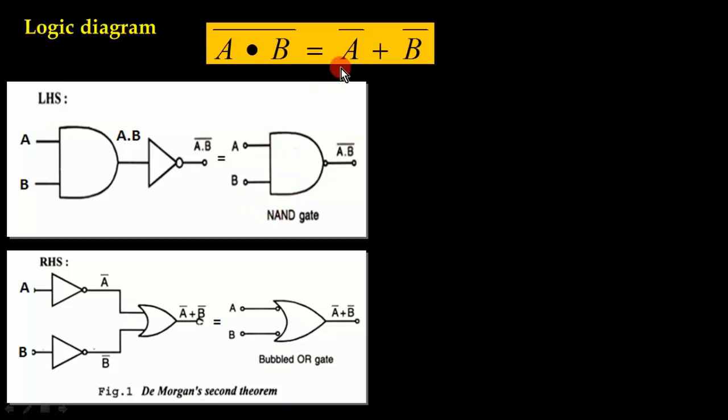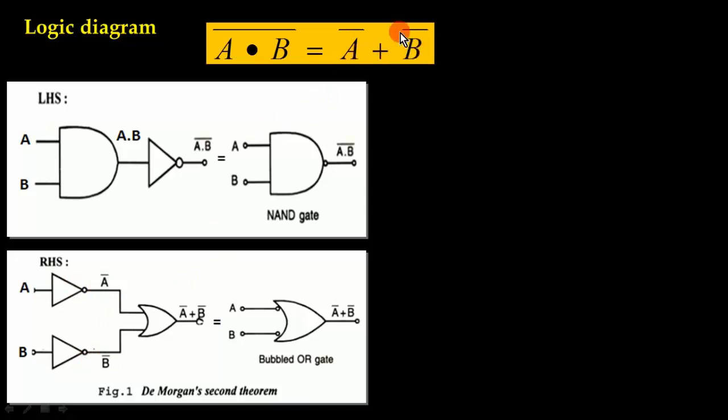Now let us consider the right hand side, that is A complement plus B complement. Here plus means we require an OR gate. But before going to the OR, the inputs A and B must be complemented. So A and B are the inputs. They are firstly complemented, making the inversion of A, that is A complement, by using a NOT gate. So by using these two NOT gates, we get A complement and B complement.